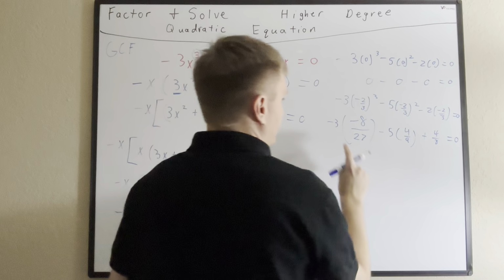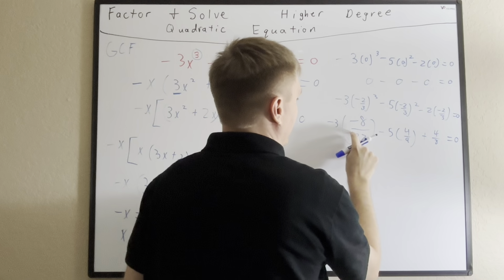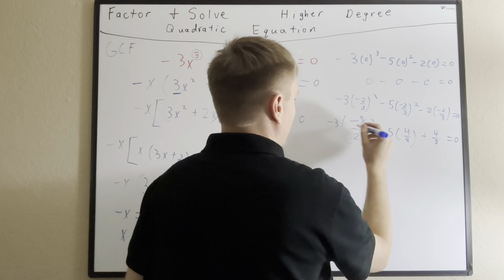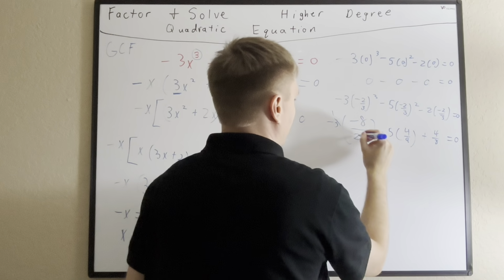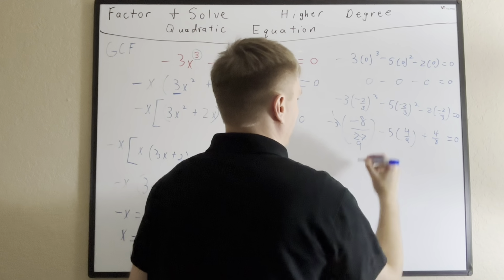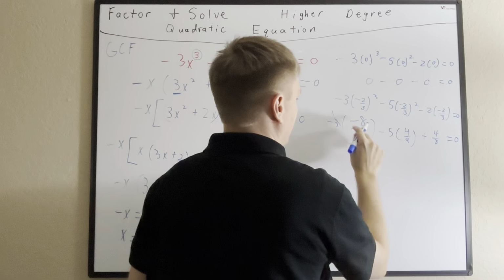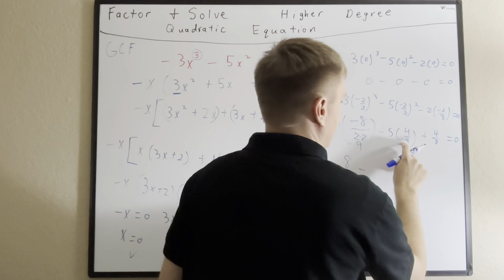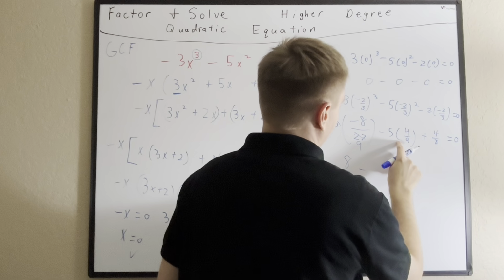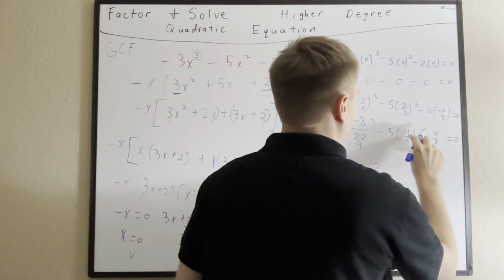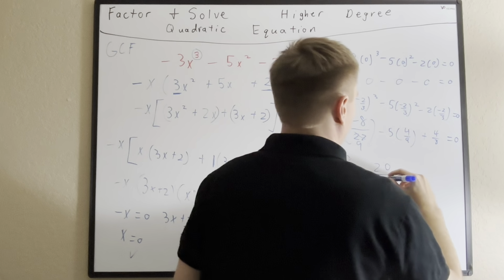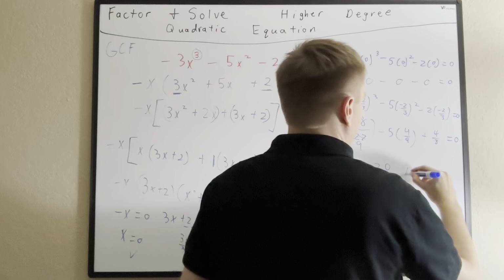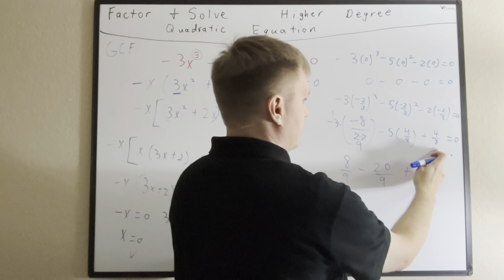Don't worry about it. When multiplying fractions, we can cross cancel, can't we? Divided by 3 is 1. Divided by 3 is 9. Negative times a negative is a positive, so we're left with 8/9 minus, okay, well, can we cross cancel here? No, so we just got to go with it. 5 times 4 is 20/9. Okay. And we want common denominators, right?